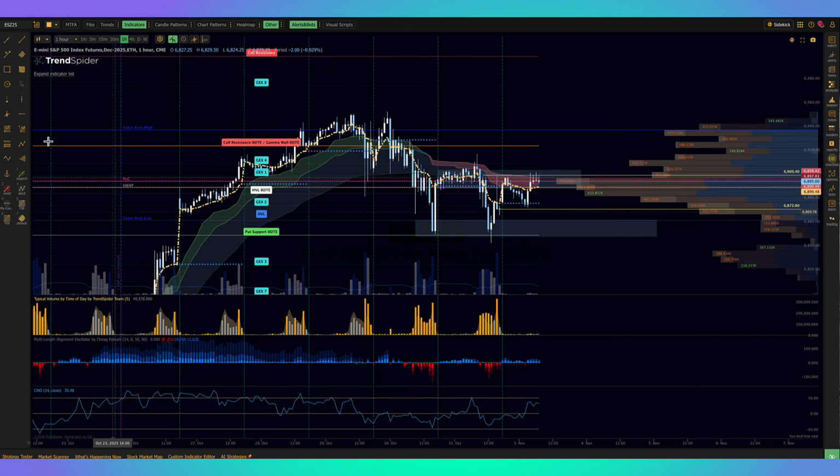The gap fill here is at 6,825. Also that anchored VWAP from the close. That's what we're staring down. Mixed bag today, higher lows, lower highs.